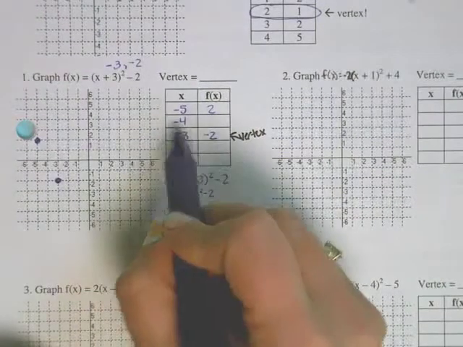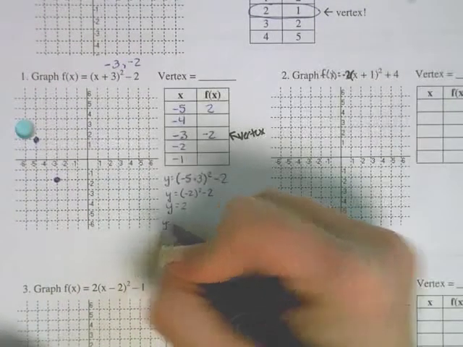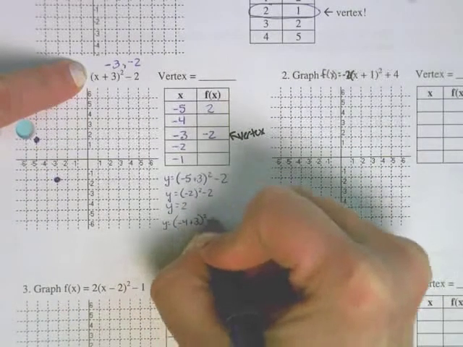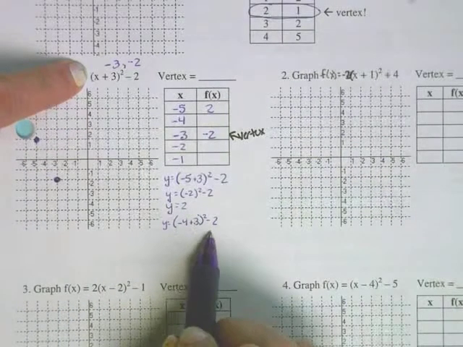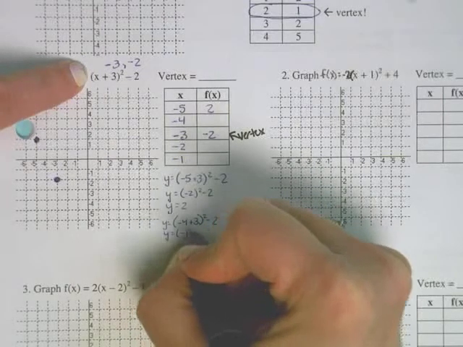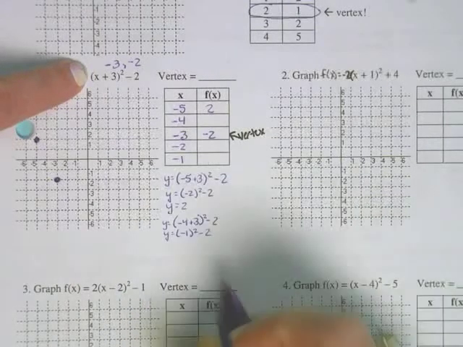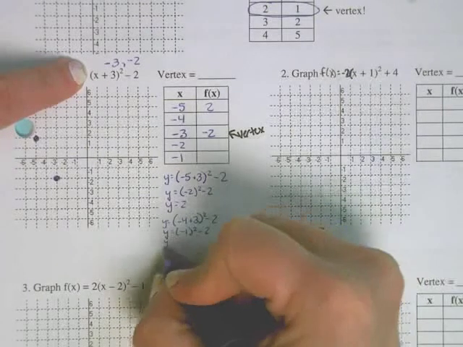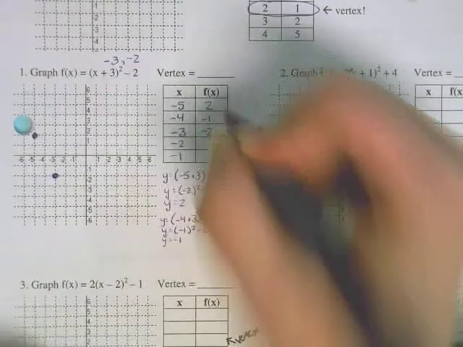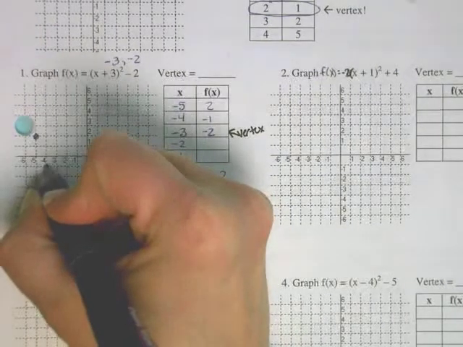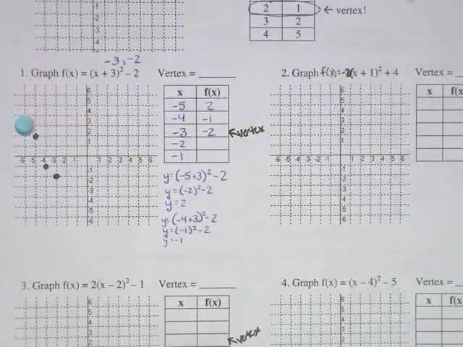Let's see what it is when it's -4. So y equals, or f of x equals, -4 plus 3 squared minus 2. And then that's going to be -1 squared minus 2, which would be 1 minus 2 is -1. -1 right here. Can we graph that? -4, -1. We've got that on there.